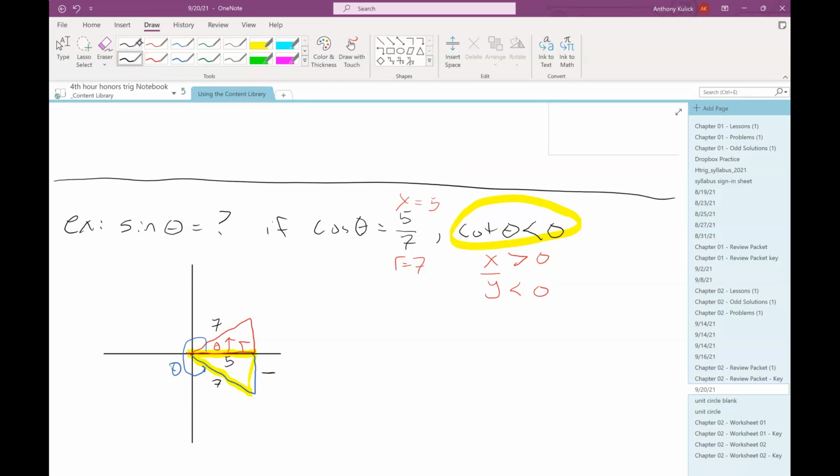So how am I going to find the value of that side? How about with the Pythagorean theorem? Everybody's good with that? 7 squared is equal to 5 squared plus y squared.